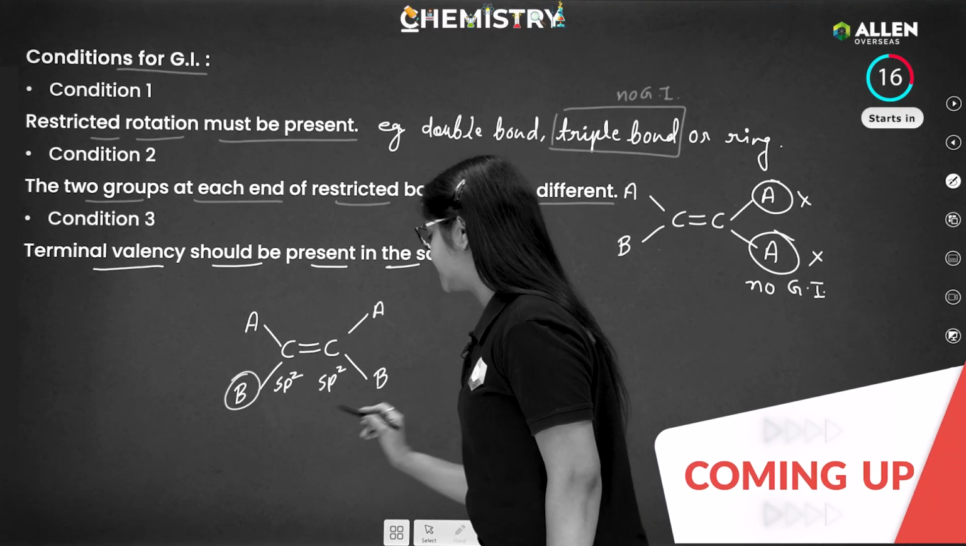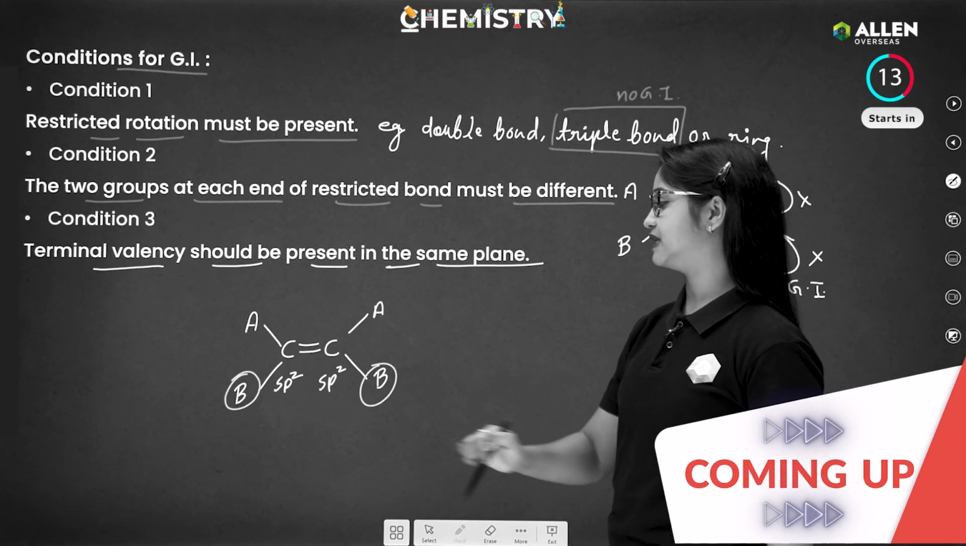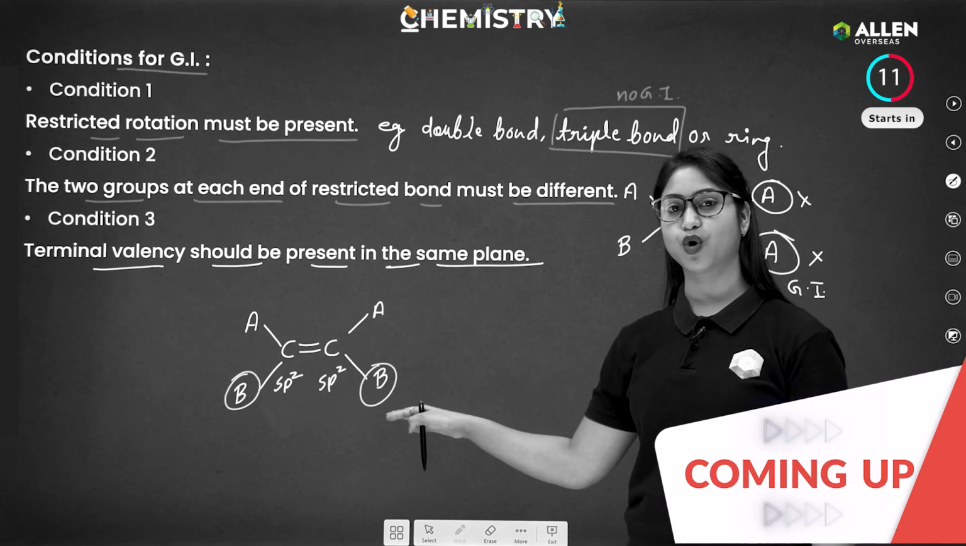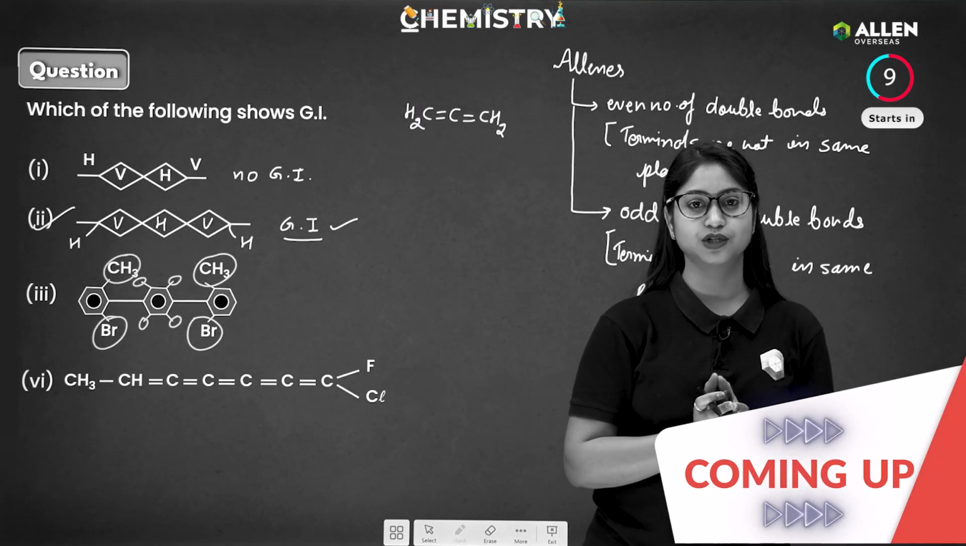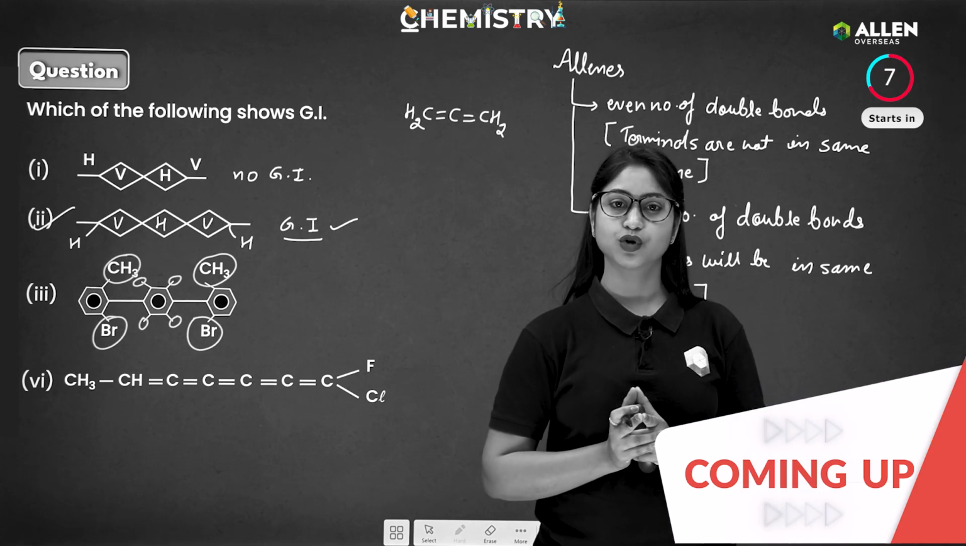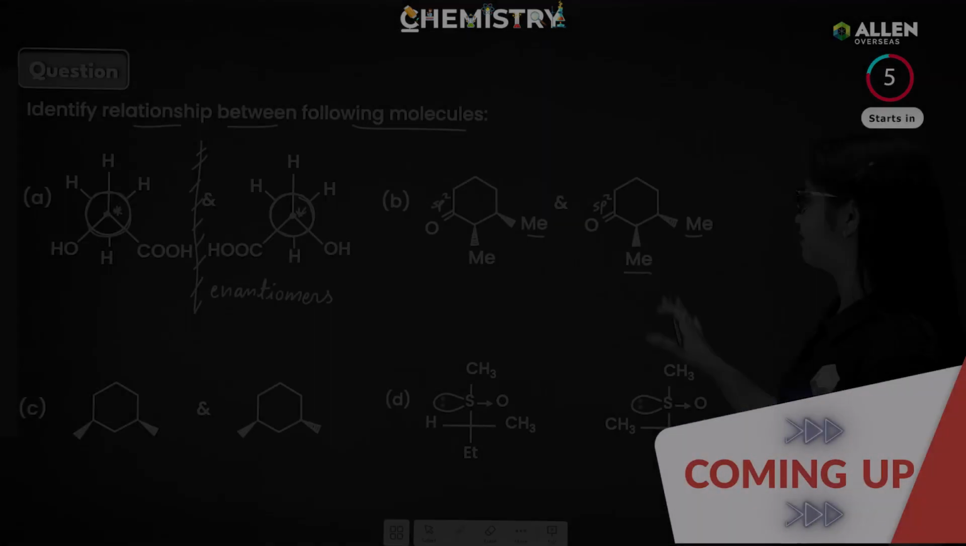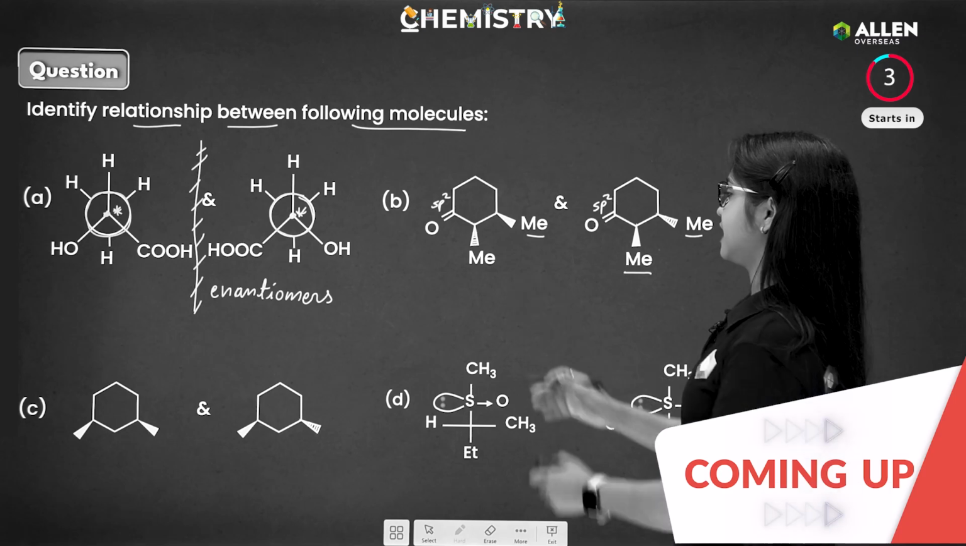When the similar groups or same groups are at the same side of the double bond, to minimize the repulsion, they will become out of plane perpendicular to each other. If I just place one mirror in front of this molecule.